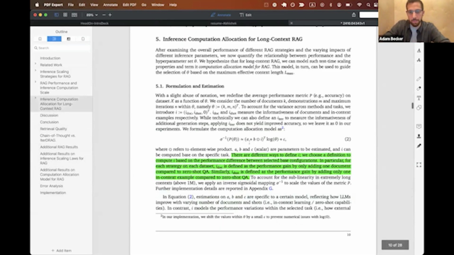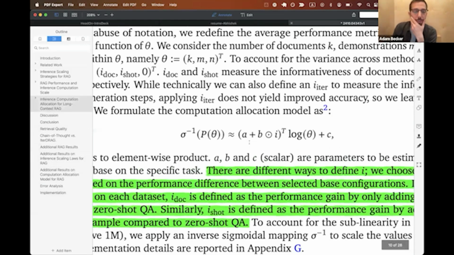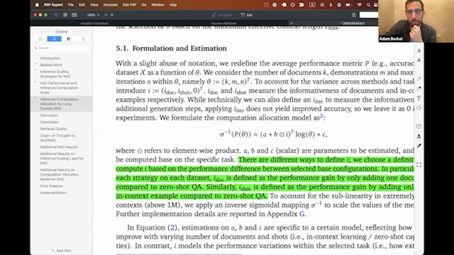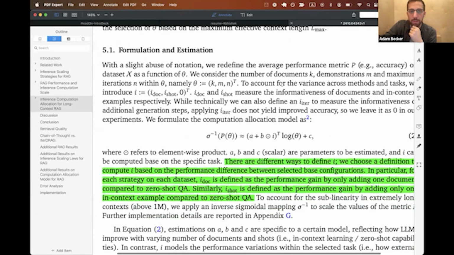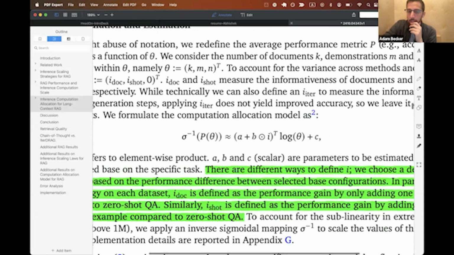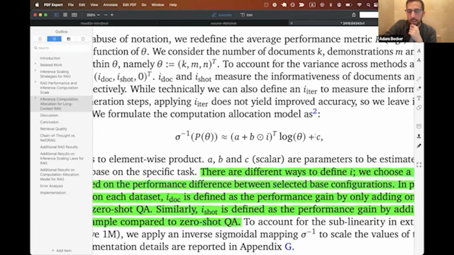Okay, so this is the equation that they're trying to fit. P here is simply our performance. It could be accuracy. Theta is that hyperparameter vector, right? The one that includes the number of demonstrations, the number of documents, and the maximum iterations. And a, b, and c are going to be learned.